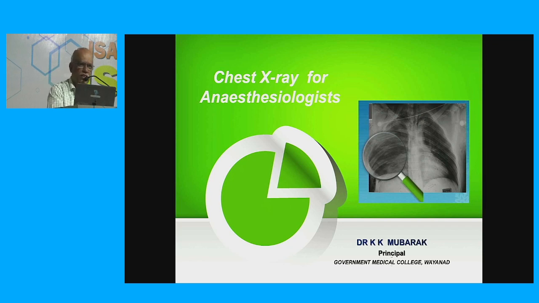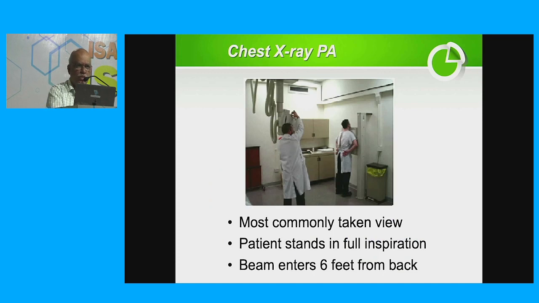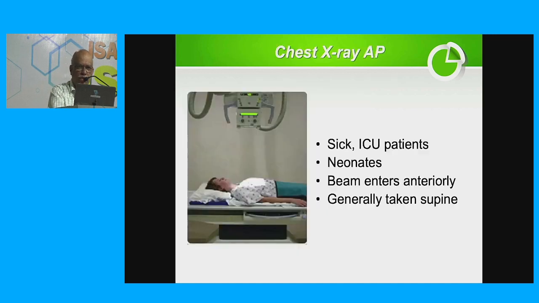Then the other views taken are lateral views for assessing any space occupying lesion, to know the retrosternal airspace. Now we have CT scan and all to know those things. So many, then oblique views and other views are there. So this is how a chest X-ray is commonly taken. The patient stands in full inspiration and the beam comes from 6 feet from the back. An AP view is taken with the patient lying down with the film down and the beam coming from above.